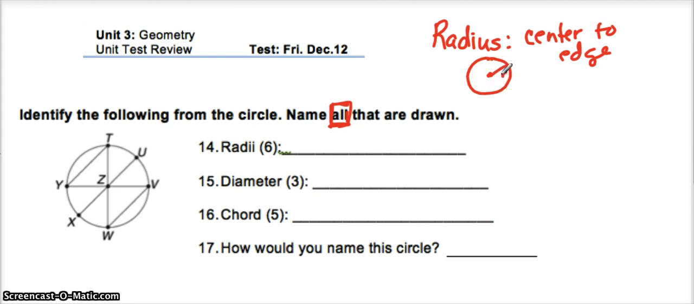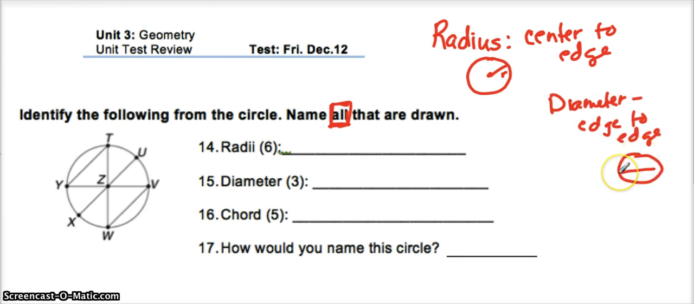That's R. And you have to be able to identify R because you're going to need it in some of your formulas. A diameter goes edge to edge, but it goes through the center. Has to go through the center, edge to edge, through center.